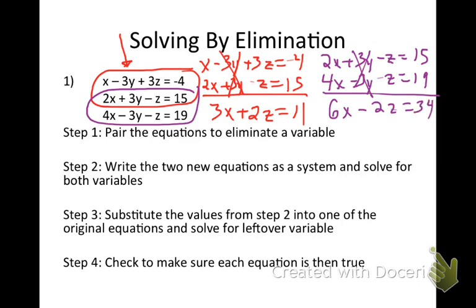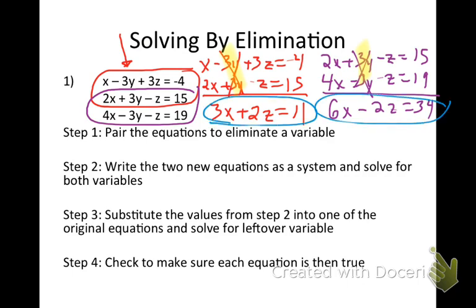Now notice in both of those, I eliminated the same variable. I always want to look to eliminate the same variable. If I don't, that's going to make my second equations tougher. So I've eliminated a variable. From here, I'm down to a system of two variables now.